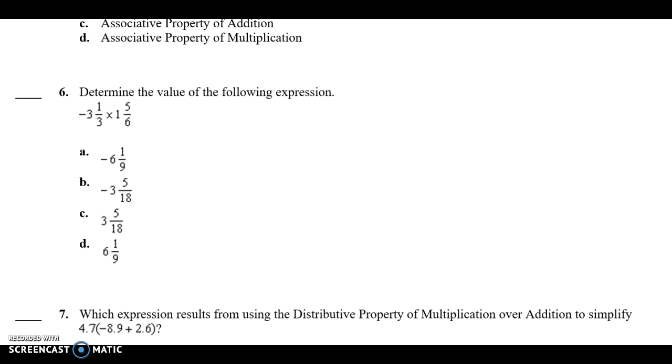Number 6. Determine the value of the following expression. Negative 3 1/3 times 1 5/6. A. Negative 6 1/9. B. Negative 3 5/18. C. 3 5/18. D. 6 1/9.